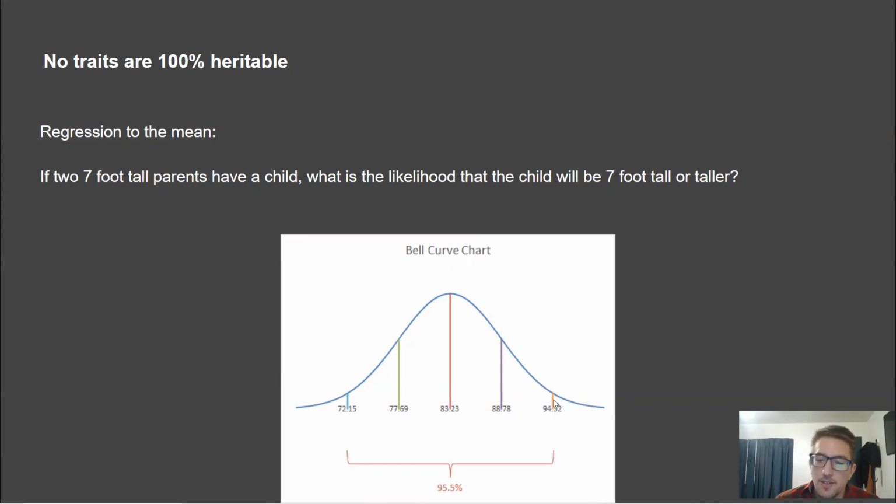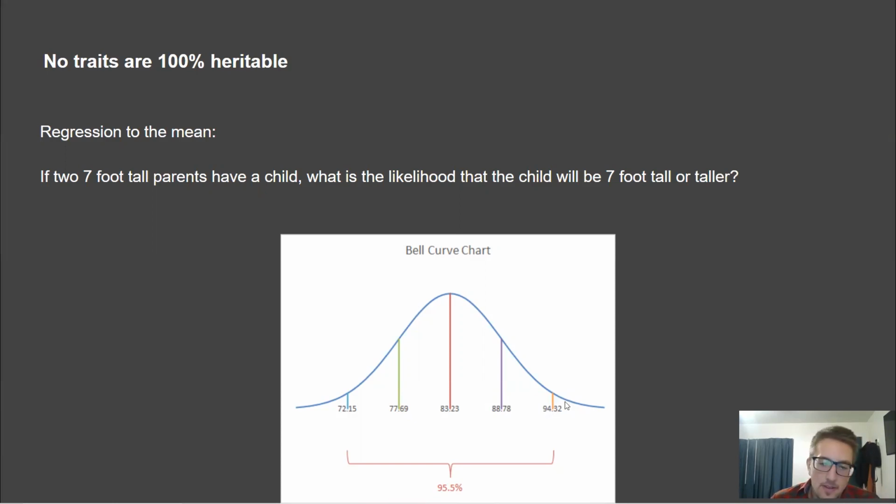I'll tell you what it is. It's a hell of a lot less likely. It's less likely for your child to be taller or as tall as you than it is for them to be as tall as you or shorter. This is just a statistical necessity, because more of the bell curve is on the left side of where your parents are. This is regression to the mean.